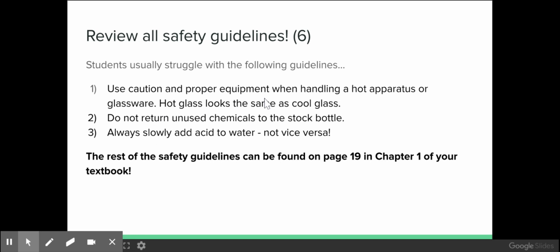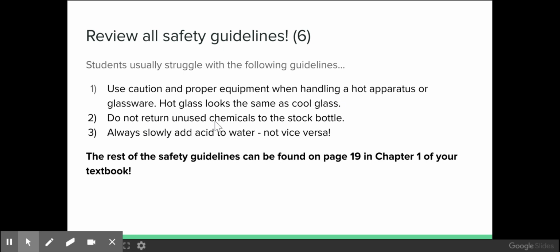Always use caution and proper equipment when handling hot glassware. Hot glass always looks the same as cool glass. Anytime that you're handling something that's very hot in the lab, the glassware is going to look the same. Always put your hand close to the glassware and see if it's still radiating heat to see if you need rubber hot hands or beaker tongs to actually handle something.